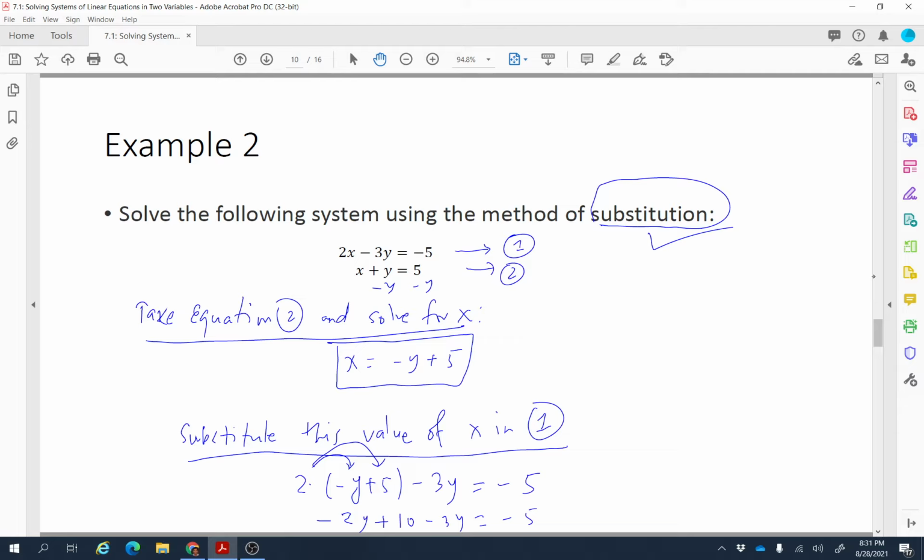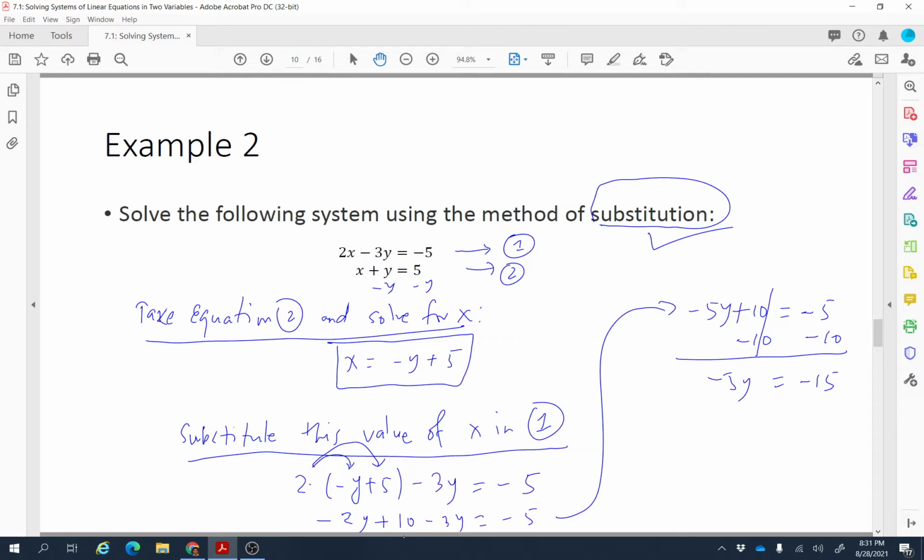So our goal is to solve for y here. So I'm going to use this space: negative 2y and negative 3y. If I combine that, it gives me negative 5y. There is still 10, and on the right side there is a negative 5. Our goal is to solve for y, and for that we have to bring this 10 to the right side. So if I do that, this positive 10 and negative 10 will cancel out, and on the right side I'm going to get negative 15.